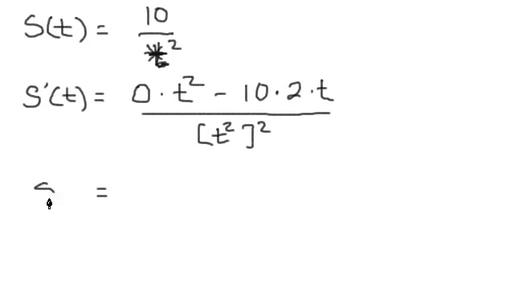And of course we want to clean this up, right? So we say s prime of t is equal to, so 0 times t squared is 0. I'm going to take this negative out front. We have 2 times 10, that's 20t. That's all over t squared raised to the second power, so we multiply powers. So that becomes t to the fourth.